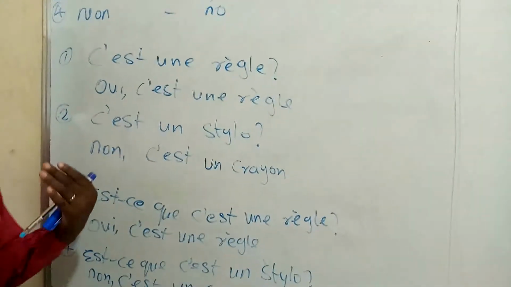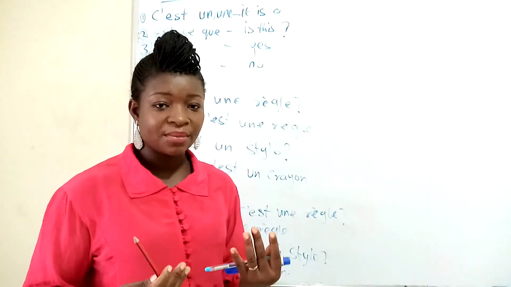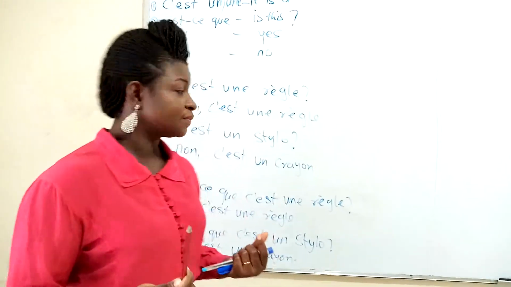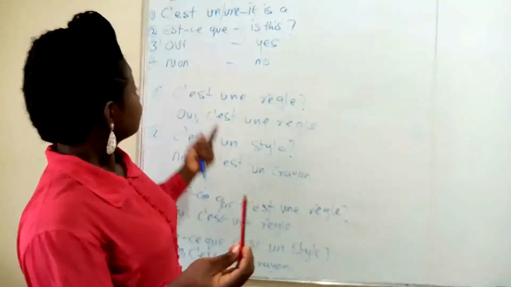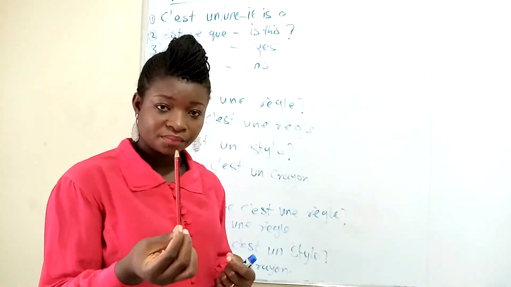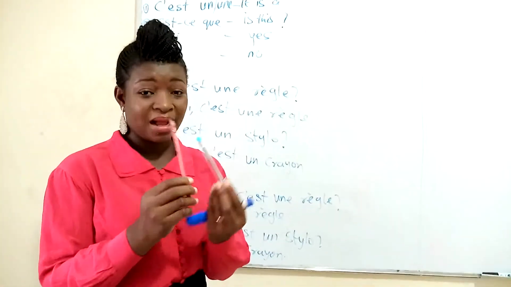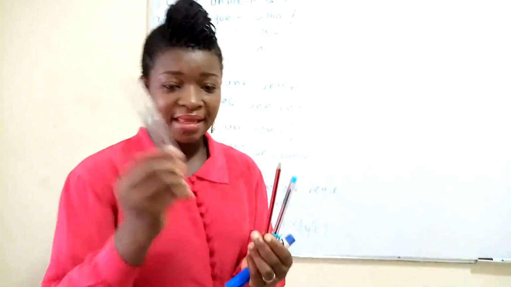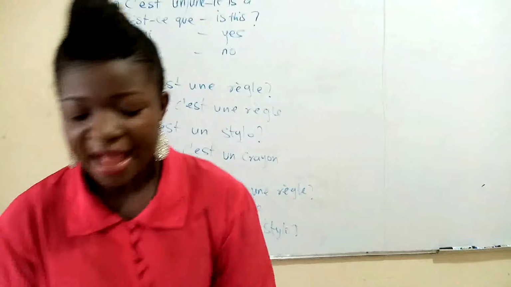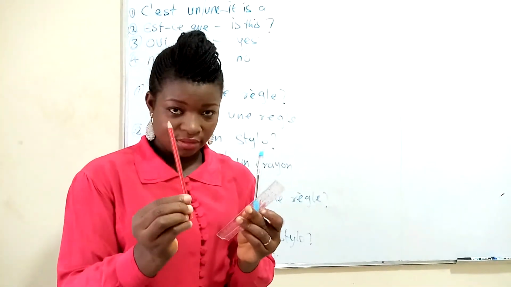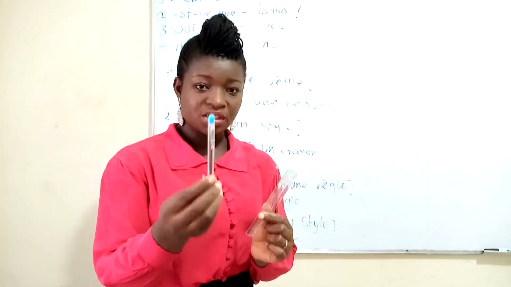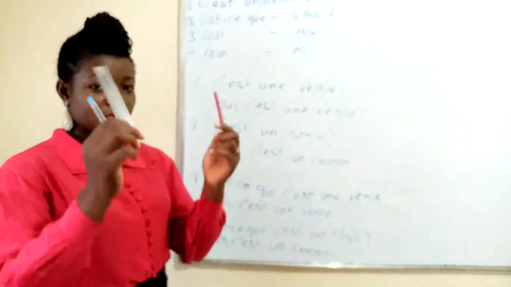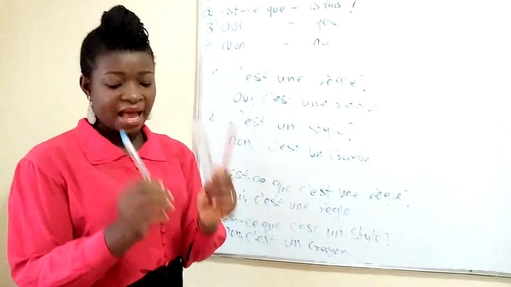Okay, now we are going to say this after me. We start from number 1. C'est une règle. I'm expecting you to say that after me. C'est une règle, and that means it is a ruler. Now what you are going to do for me is look at what I'm pointing at. I'm having a ruler here, which is une règle, I have un crayon, which is a pencil, and I have un stylo here, which is a pen. So you are going to respond accordingly, looking at the object I'm holding.